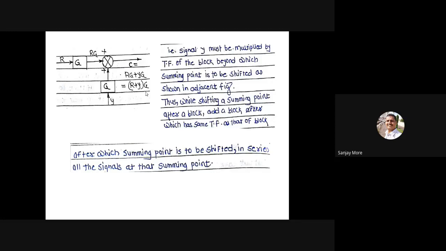Okay. Also, while shifting a summing point after a block, add a block which has the same transfer function as that of the block. Means your block summing point is shifted after the block. Transfer function of block, this will be the same. After which the summing point is to be shifted, in series with all the signals at that summing point. Okay, all the signals at that summing point.